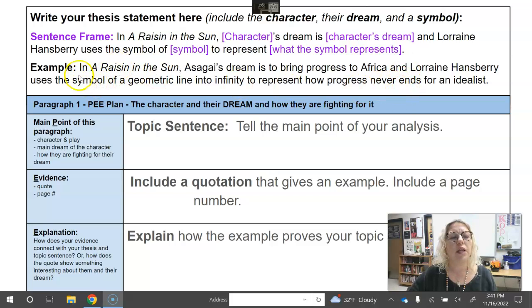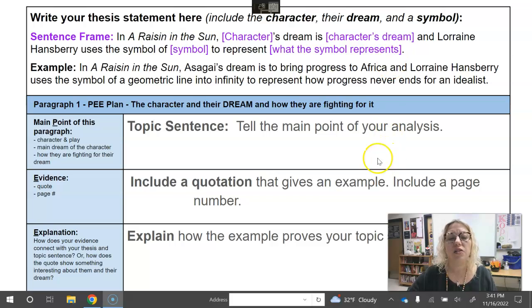So an example is, in A Raisin in the Sun, Asagai's dream is to bring progress to Africa, and Lorraine Hansberry uses the symbol of a geometric line into infinity to represent how progress never ends for an idealist. You aren't going to write about Asagai. That is not an option for you. You're writing about Ruth, Walter, Beneatha, or Mama. So put your thesis statement in here. Make sure that you include the character's name, the character's dream, the symbol, and what the symbol represents.